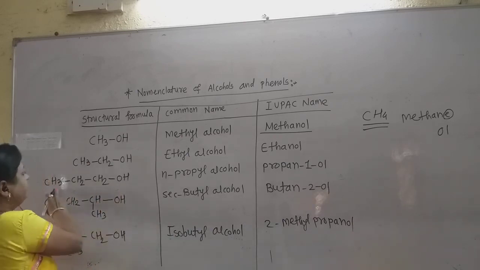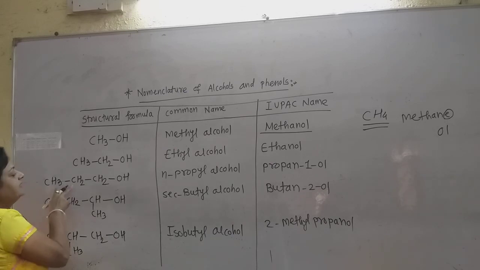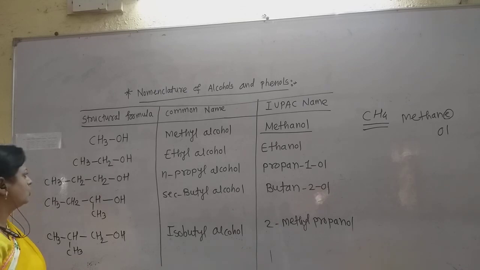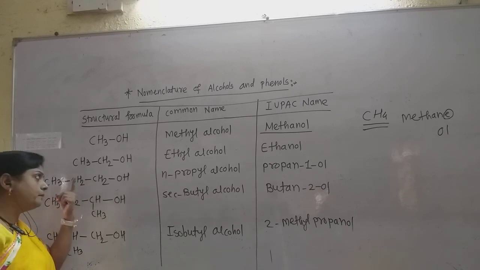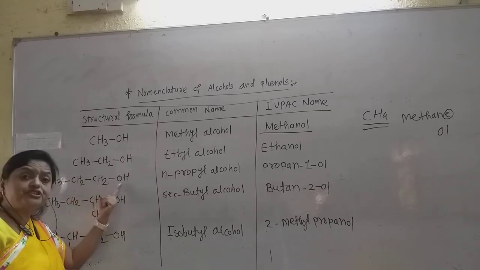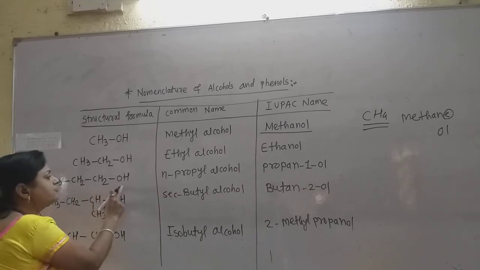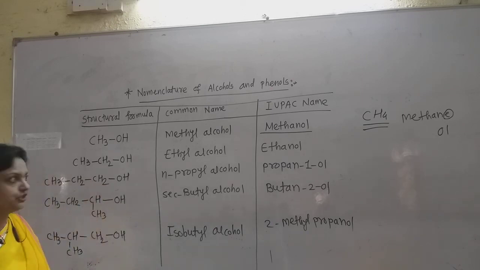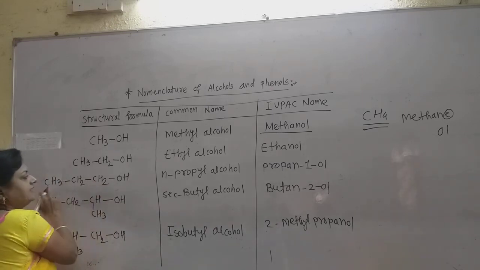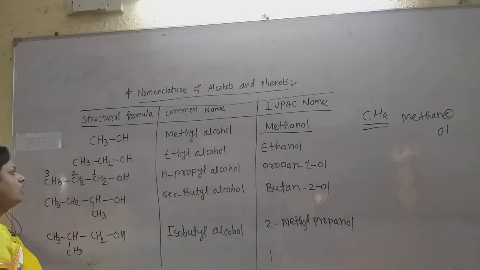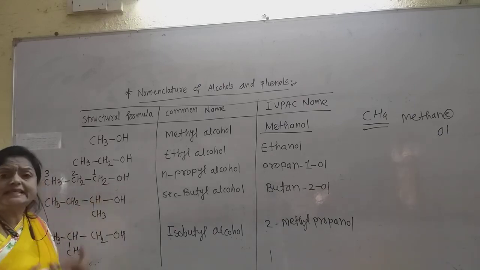Third alcohol, I write here: CH3, CH2, CH2OH. Now in this alcohol there are 3 carbon atoms. So number the carbon atoms from that side which has the nearest OH group. In this alcohol, the OH group is attached to this CH2 carbon atom, so I give the number from this side: 1, 2, 3. Now the OH group is attached to the first carbon atom. So how is the IUPAC name given?